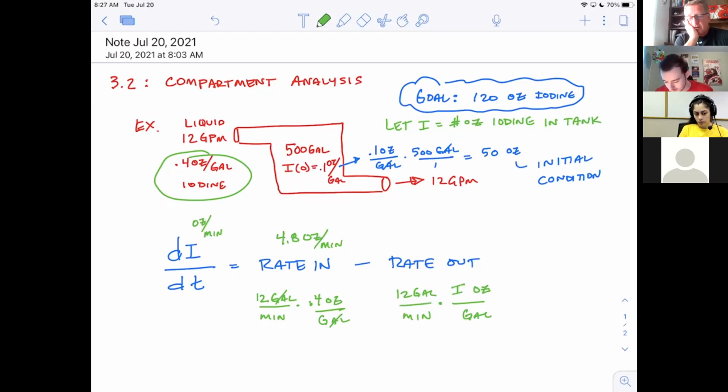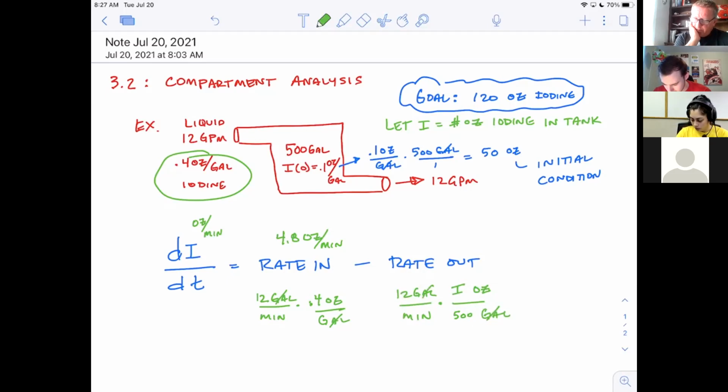Now it started at 50, but you can't say it's 50 because as liquid pours into the tank, it's going 50, 51, 52, 53. That's going up all the time. But what doesn't change is how many gallons are in the tank, and that is going to be 500. So the concentration going in was 0.4 ounces in every single gallon, whereas the concentration going out is I ounces in a total of 500 gallons. But notice that produces the same exact unit. In other words, we have ounces per minute going out.